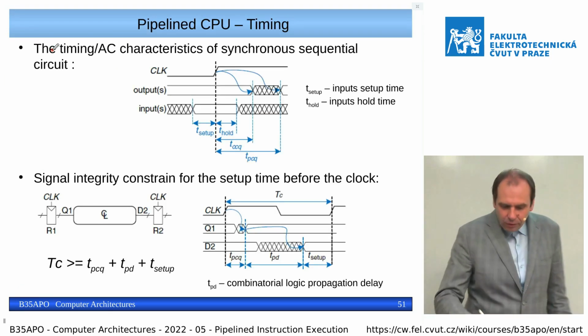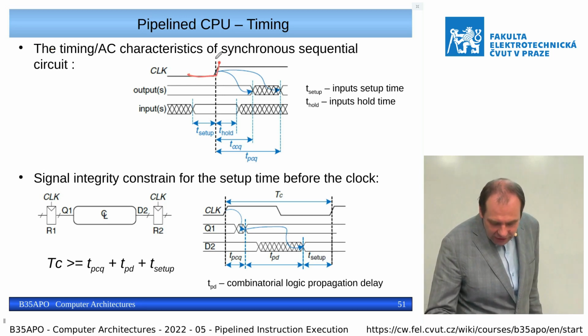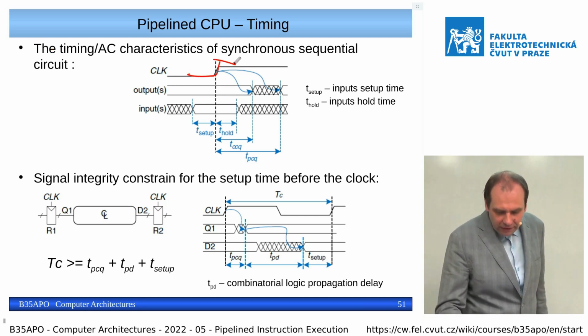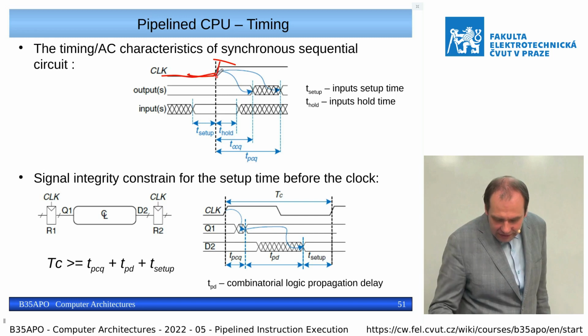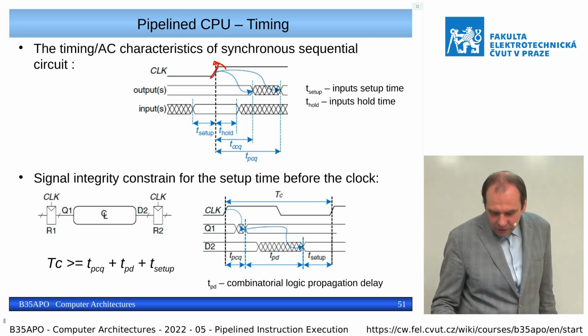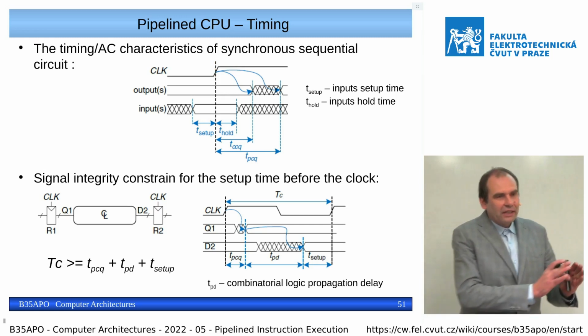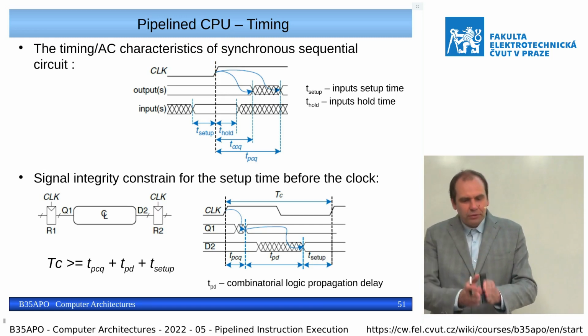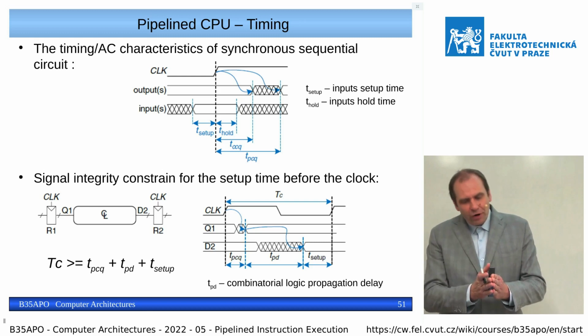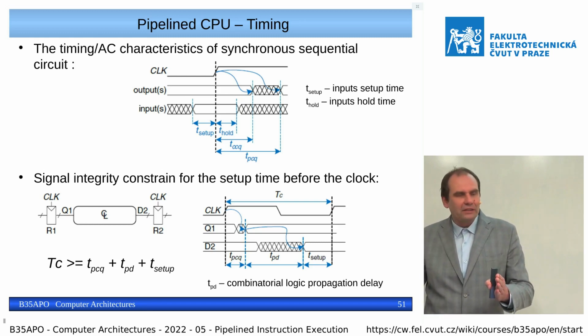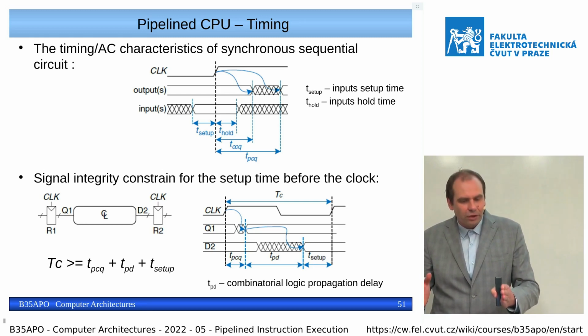So if we look at some interstage register, then there is a clock signal. At some time, there is a rising edge on the clock signal. This is the event when the register takes the data on the input, remembers them, and for the next clock cycle, it provides constant values on its output.